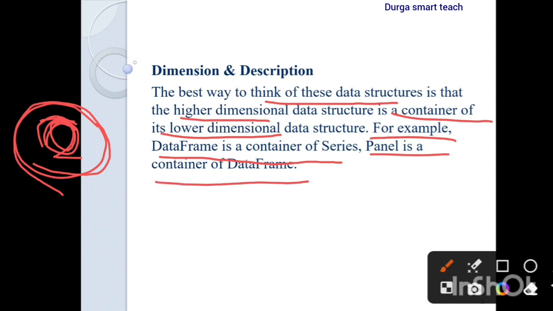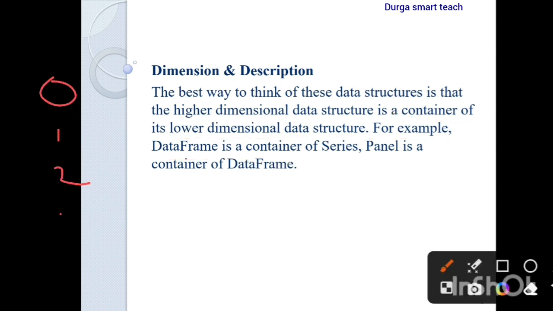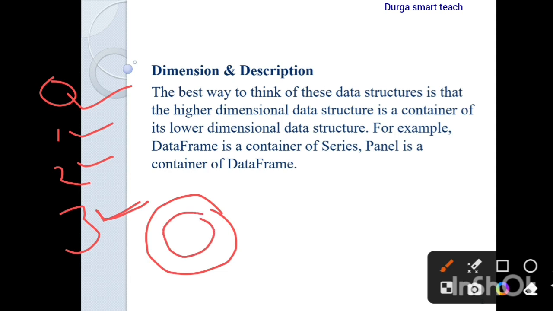So we have four NumPy dimensions: 0 dimension, 1 dimension, 2 dimension, 3 dimension. Any array which contains an element is known as 0 dimension. The array which contains a collection of 0 dimensions is known as 1 dimension. The array which contains a collection of 1 dimensions is known as 2 dimension. The array which contains a collection of 2 dimensions is known as 3 dimension. So the 3 dimension is a container of 2 dimension, the 2 dimension is a container of 1 dimension, and the 1 dimension is a container of 0 dimension.